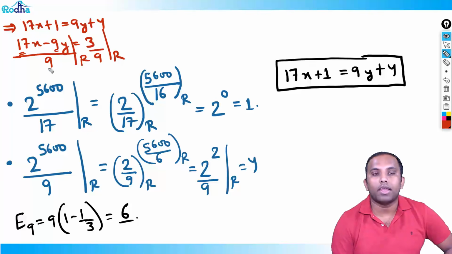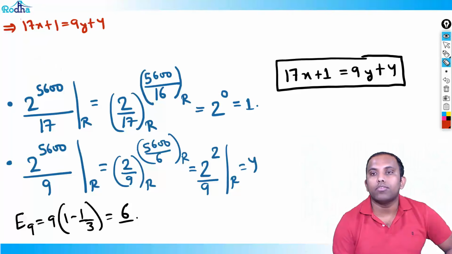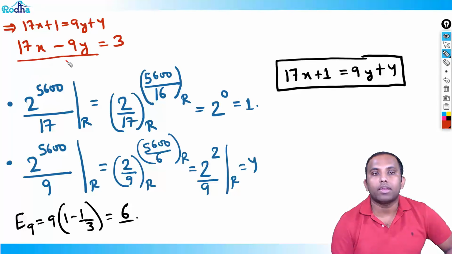Divide both sides by 9 and take the remainder, right? Once again I'm writing it: 17x plus 1 equals 9y plus 4. Take both the variables to the left-hand side: 17x minus 9y is equal to 3. Eliminate the lower divisor. Divide both sides by 9. Take the remainder. Right? 9y by 9, what is the remainder?